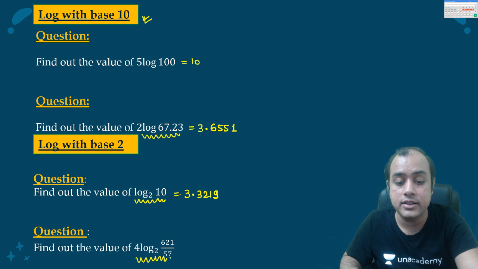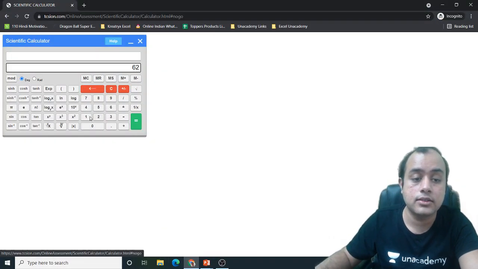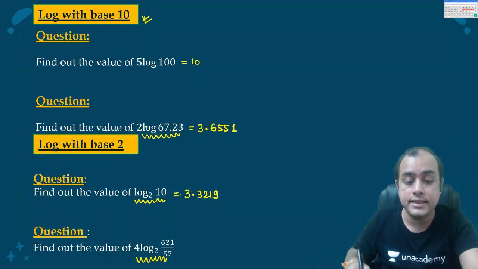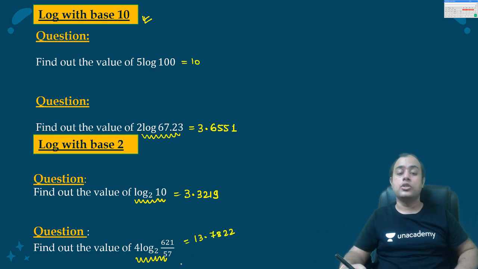4 log on a base of 2, 621 by 57. So 621 by 57, log on a base of 2 into 4. It is 13.7822. Okay. So these are the values.